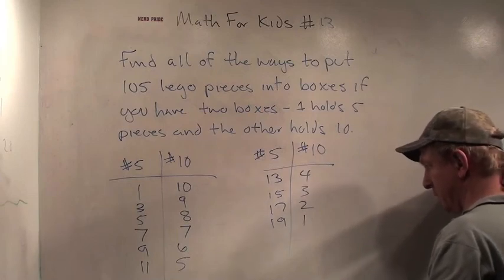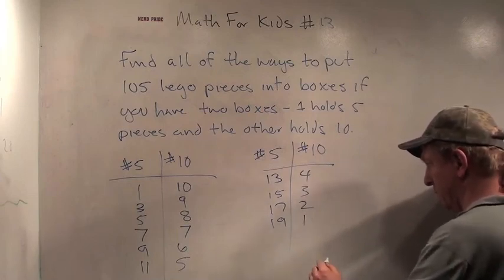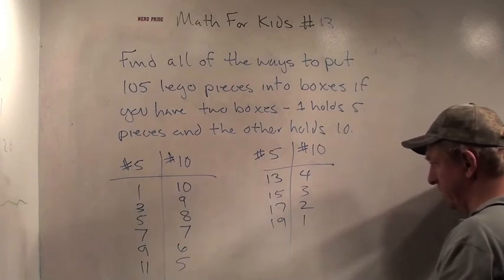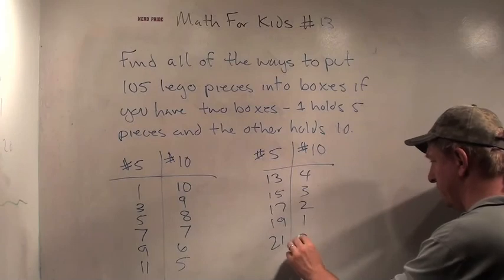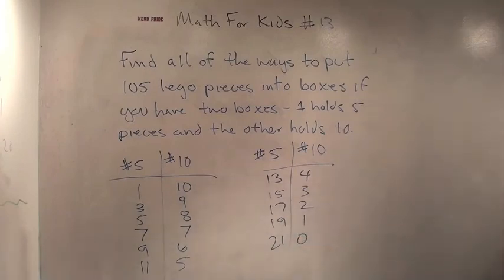And 20 and 0. Does 20 and 0 work? No, 20 and 0 doesn't work. 21 and 0. Okay, are you sure 21 times 5 is 105? 20 times 5 is 100. Yeah, so 21 times 5 is 105. Okay, so very good.